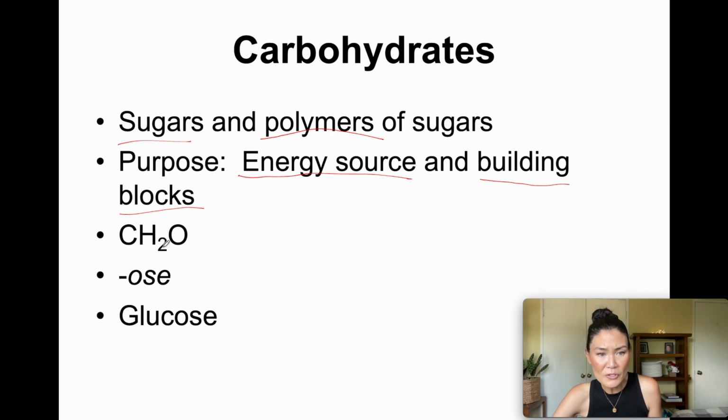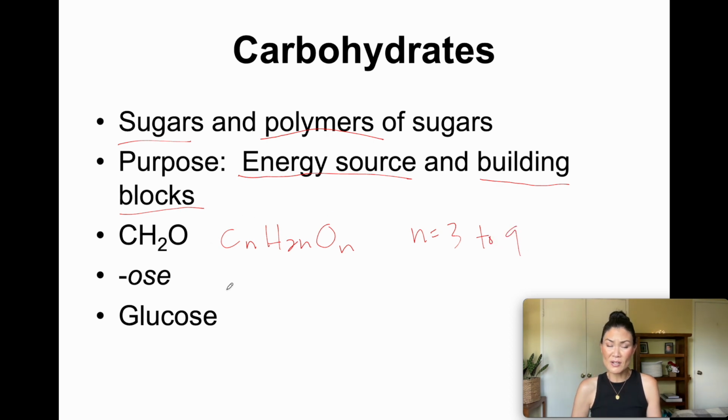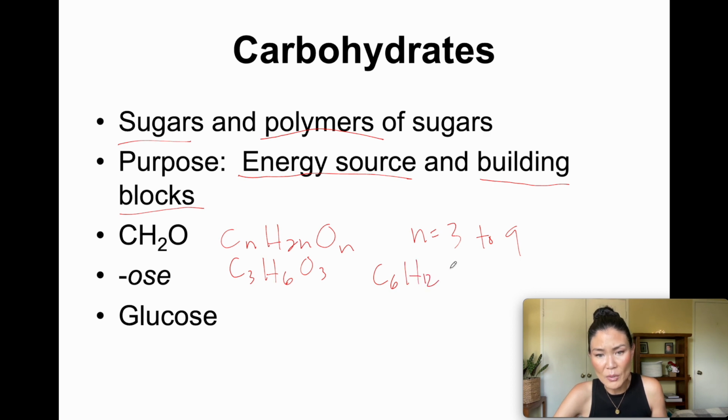And the formula for sugars is CnH2nOn, with n being anywhere between 3 and 9. Carbohydrates are monosaccharides, I should say, monomers of sugars. This is the chemical formula. So if n was 3, you would have a sugar that is C3H6O3. If n is 6, C6H12O6, using this formula.